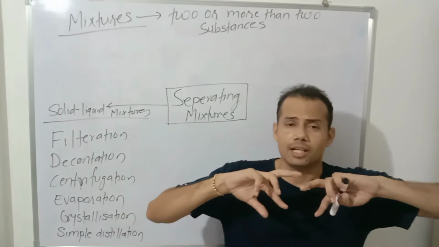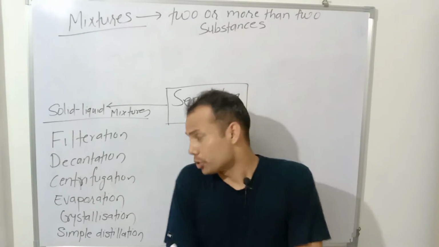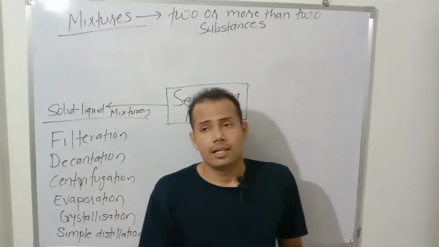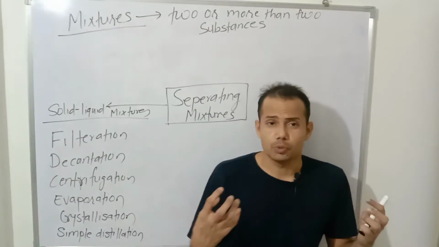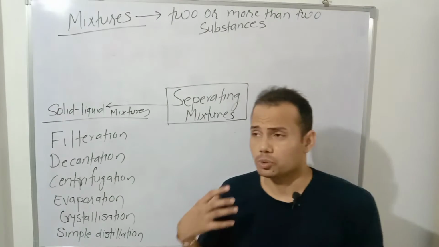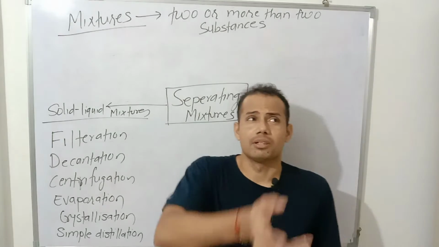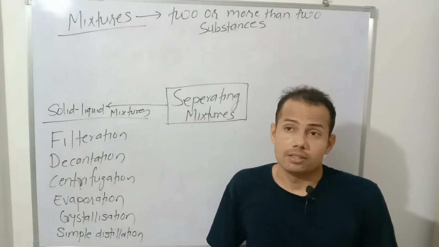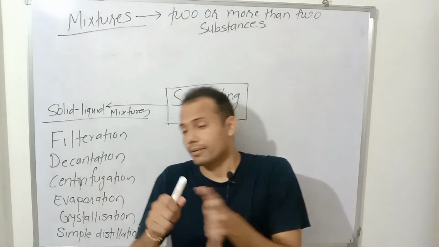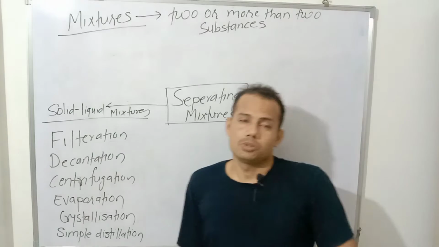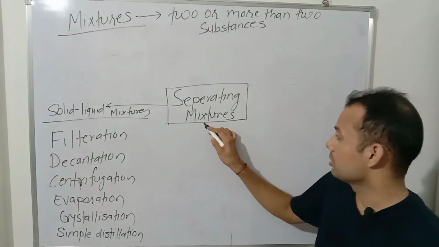The simple distillation technique is used, for example, when NaCl is dissolved in water. We use a Liebig condenser for simple distillation, and then you heat the salt and water. Water has a lower boiling point compared to salt, so the water will evaporate, and then you can condense it and collect that water. In this way, these are all the techniques for solid-liquid mixtures.